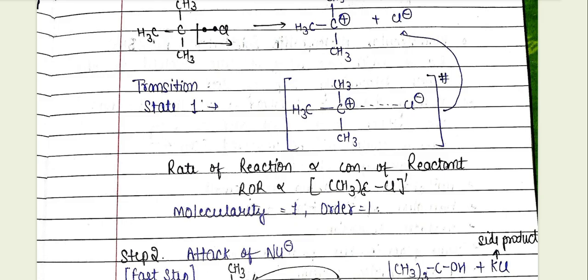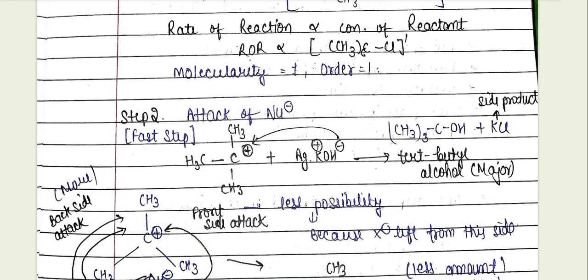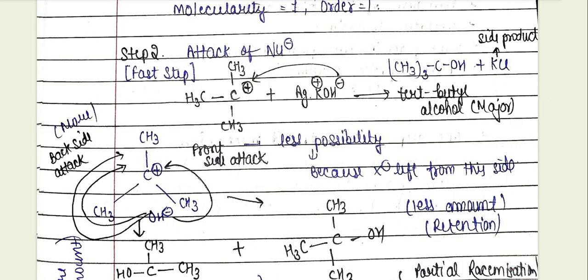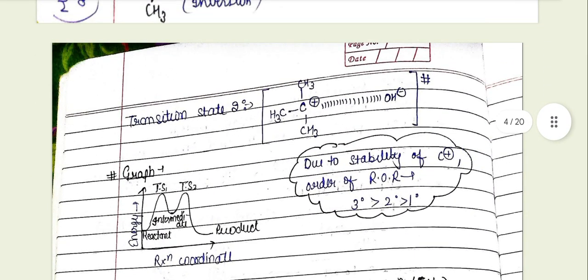Molecularity 1, order 1. Step 2, attack of nucleophile. It is a fast step. Tertiary butyl alcohol is a major product and KCl will be the side product. When the (CH3)3C carbocation plus aq. KOH react, transition state two will form.